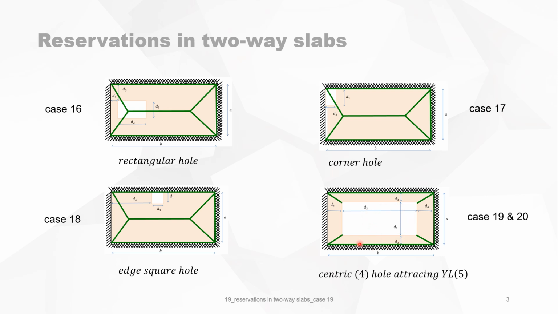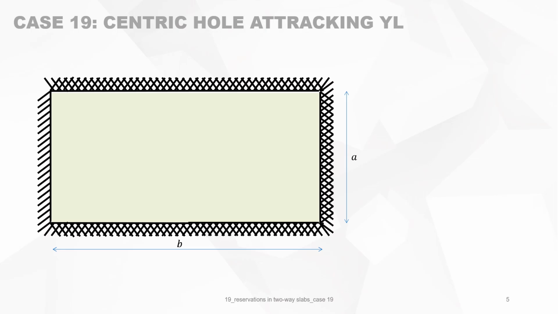First, to start with, I take a centric hole. So that means that the hole is in the center of the slab. And later on, we will finalize it with case 20, where the hole is not centric. So case 19 is about a centric hole with attracting yield lines.